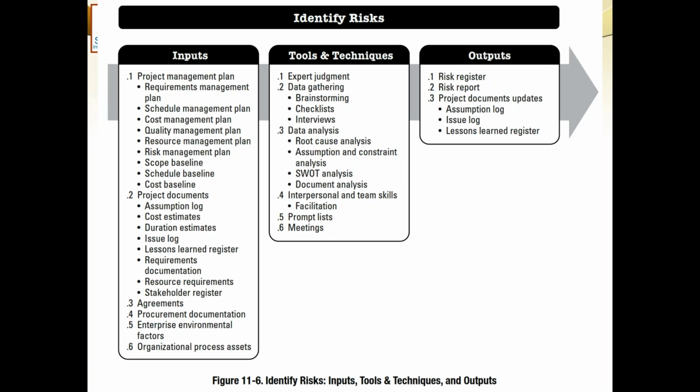The quality management plan has its own importance because we have to have the process improvement. We have to have a check and balance system, audits and inspections of the quality. And therefore, we have risks in the process improvement and other things also. The risk management plan, naturally, we had created this management plan. That is the biggest guideline I can have.